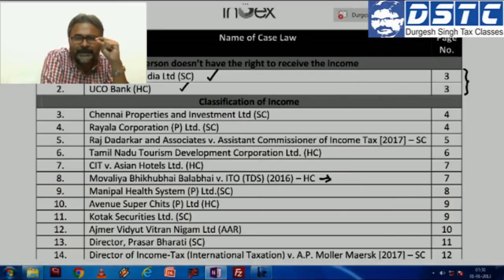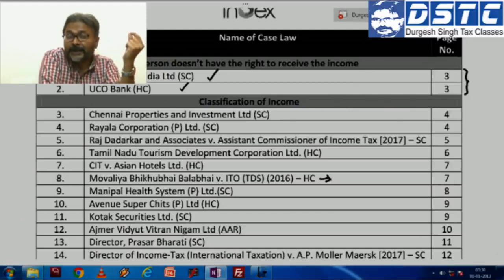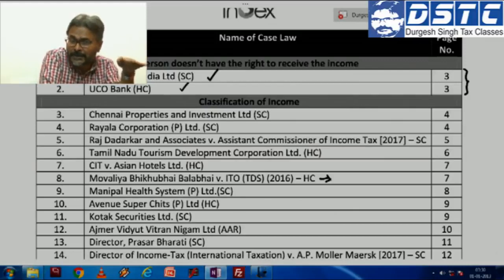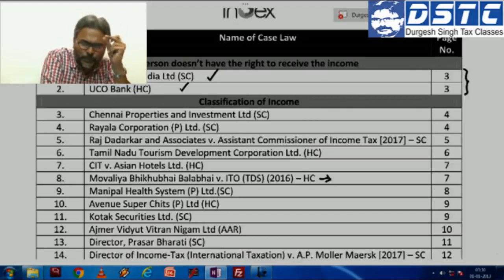Kotak security, technical service means what? Means service of specialized nature, and hence if the payment is in respect of standard facilities, then in that very case it cannot be considered as a technical service. Ajmer, that's 2 terms, SDLC and wheeling charges and all. One is yes, another is no.